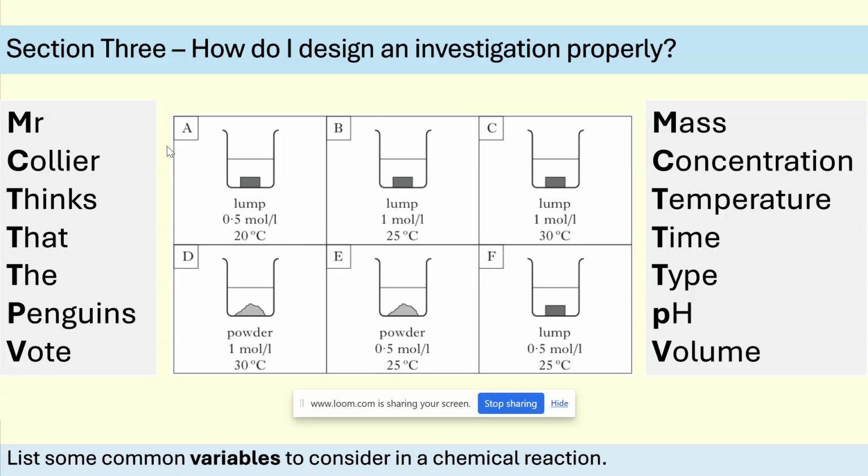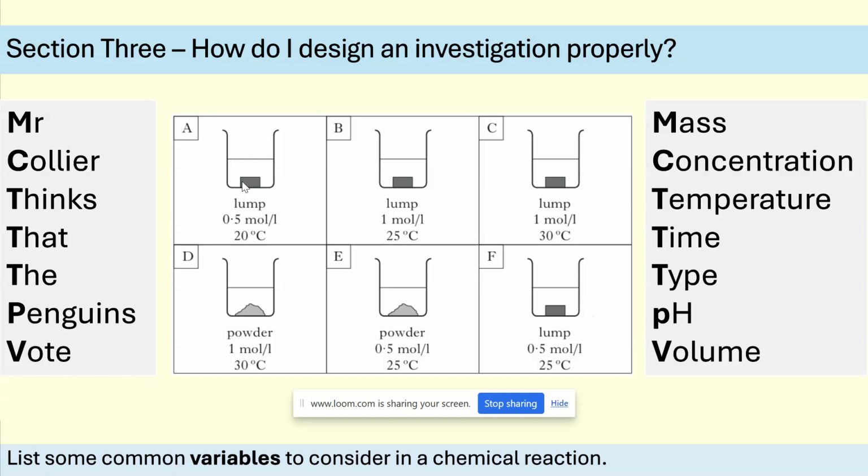So an important thing here is that a common question we would get asked is, which of these could be compared to find the effect of temperature on reaction rate, for example. An important thing is we have to make sure all of the variables are identical except for the one thing that we are changing. So if we want to find which of these are identical, boxes A, B, C, D, E, and F, which of them, say A and F, are identical except for their temperatures?